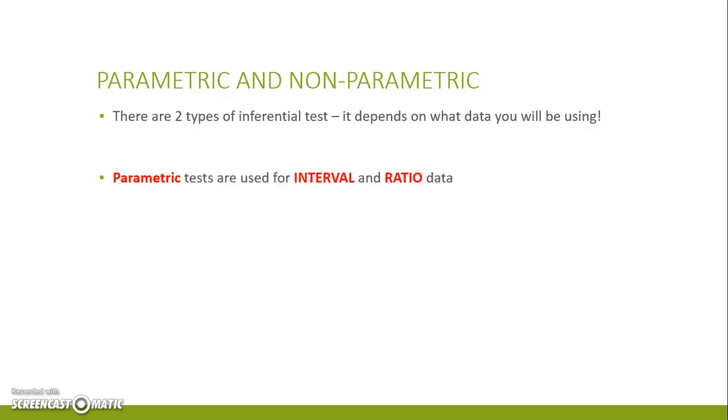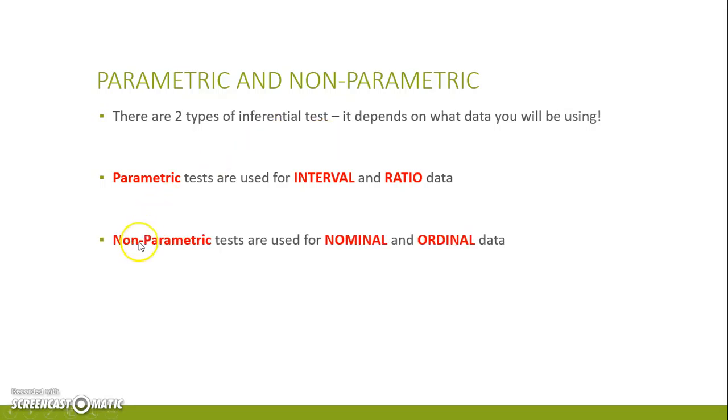Parametric tests utilize interval and ratio data. Ratio data is pure frequencies, for example, the amount of basketball shots you scored or the amount of netball shots you scored. Interval is like a diving score or like Strictly Come Dancing. You've got set intervals in between.